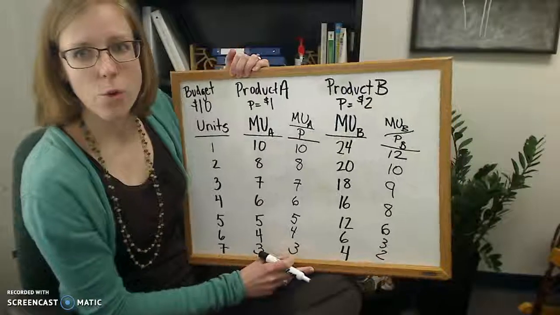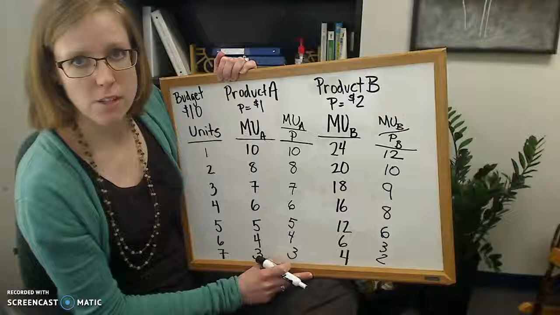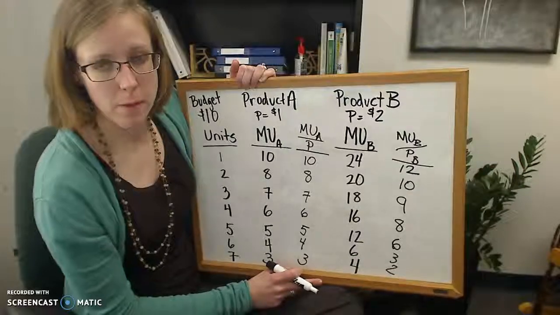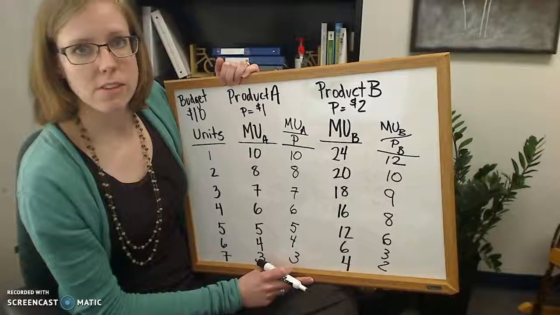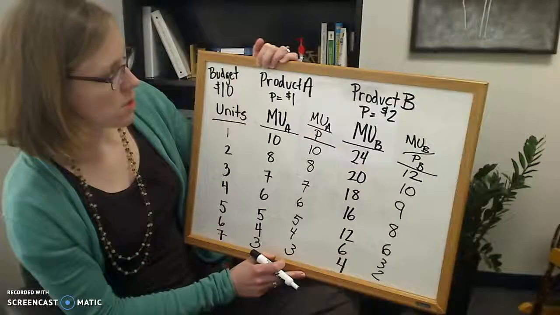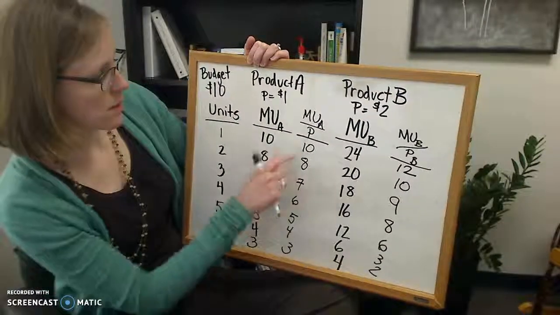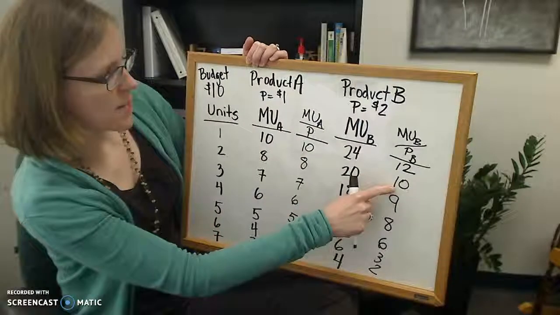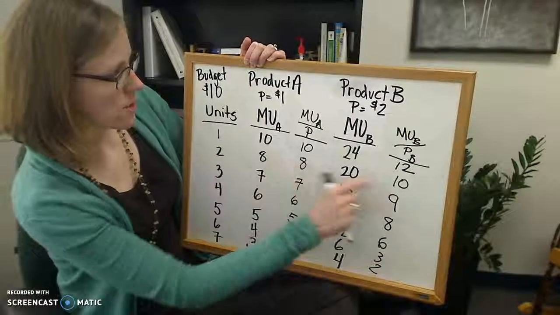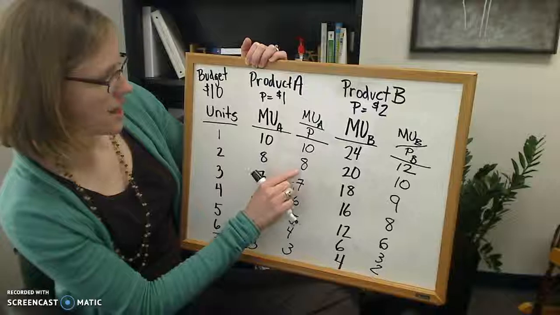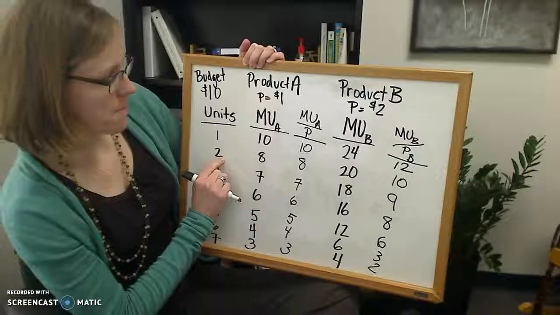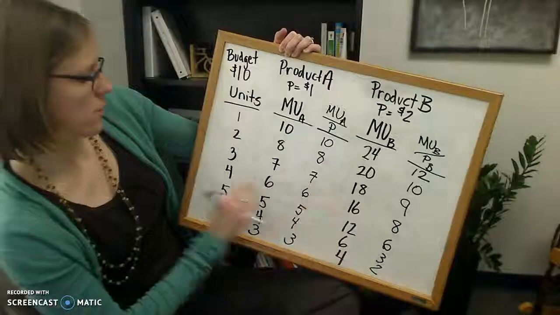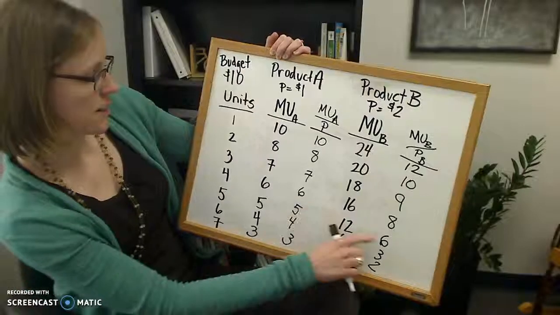So now, in order to maximize the utility for this consumer, they're going to look to find out where the marginal utility of A divided by the price of A is equal to the marginal utility of B divided by the price of B. So I see two options. I see here 10 at 1 unit of A and 10 at 2 units of B. I also see 8 at 2 units of A and 8 at 4 units of B. Oh, and then there's even 6.